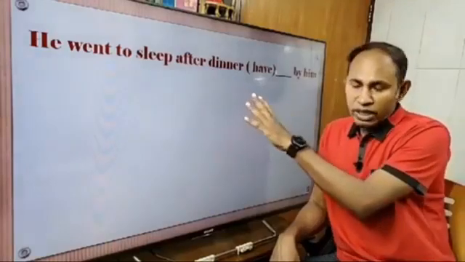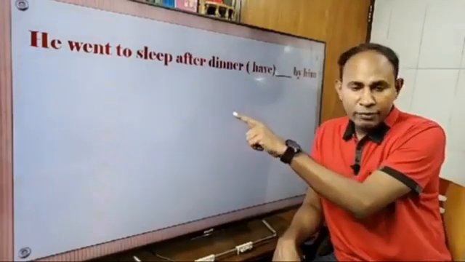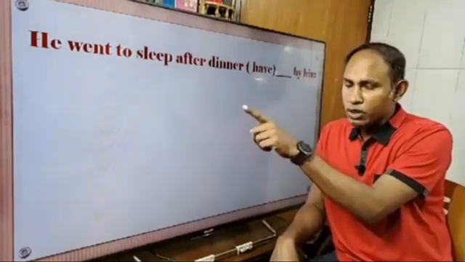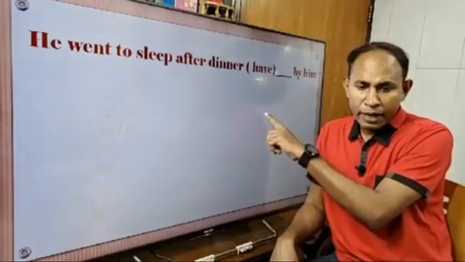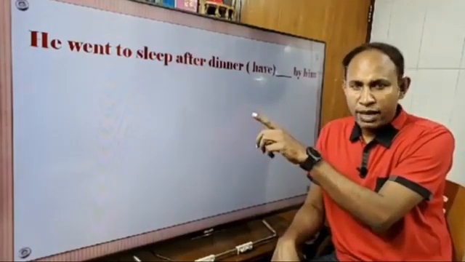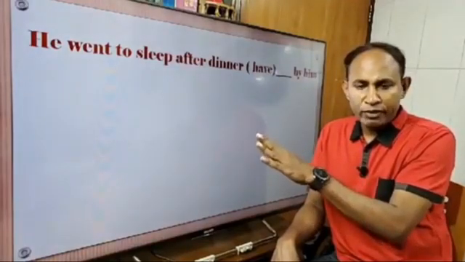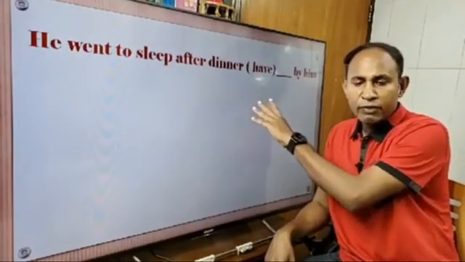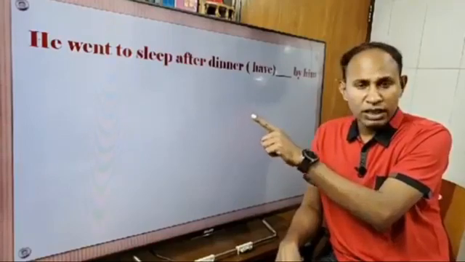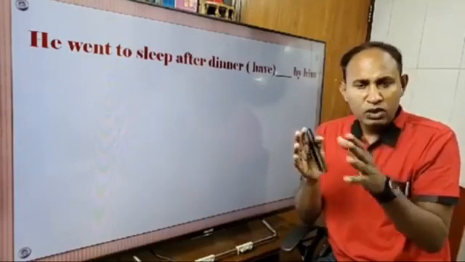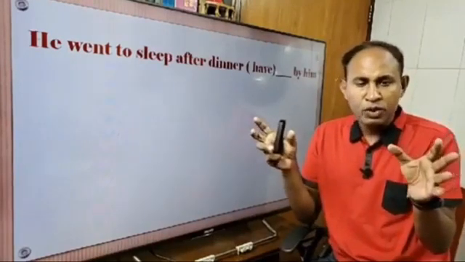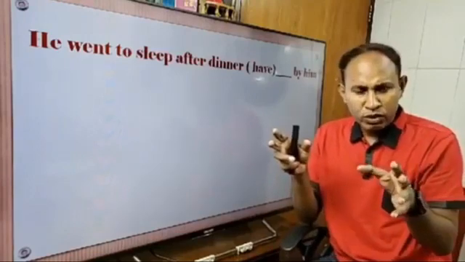Okay, you see in this sentence there is a conjunction after, and there are two verbs. One is went and the other is have. So you see the first one, went, is a finite verb, and have is again a finite verb because there is a conjunction. If there is a conjunction and this conjunction adds two verbs, then both verbs will be finite ones. Okay.